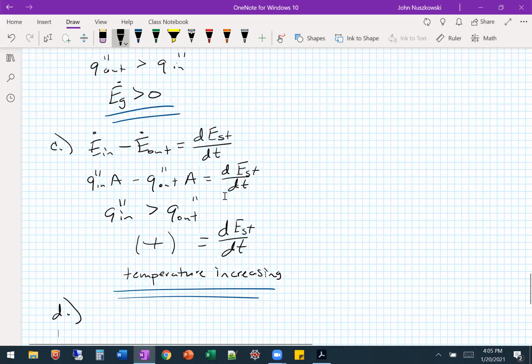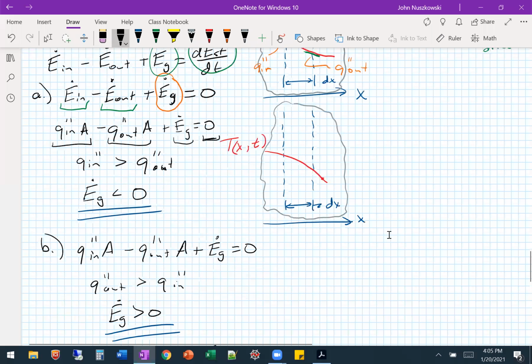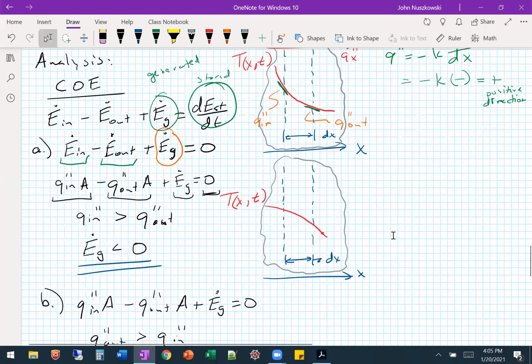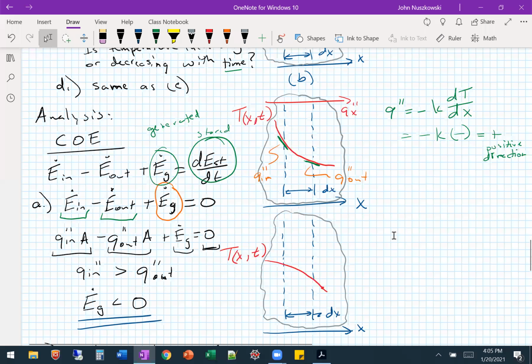All right, part D. Which direction is heat flowing? Left to right. Okay. Check it again.